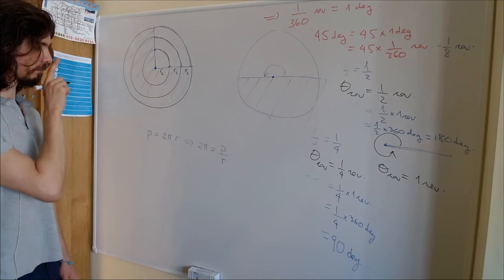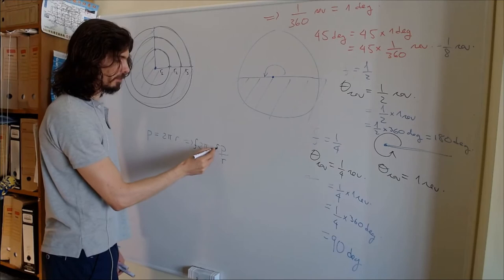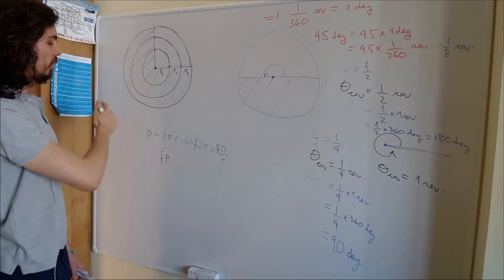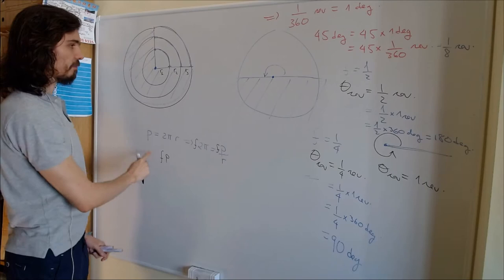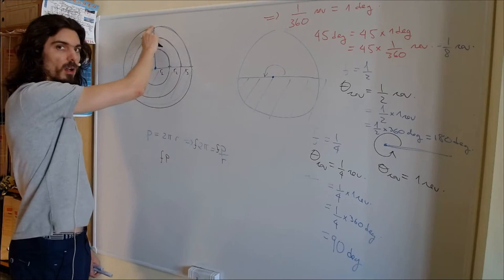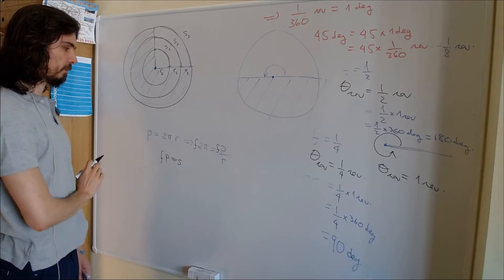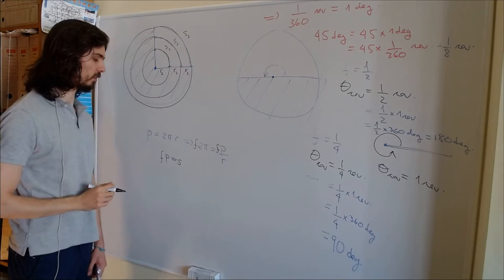If I multiply this by f, notice the numerator, you have fp. What is fp? Let's just think about it. If p is this distance, the perimeter, and f is the fraction, then fp must be the arc length. So this is s. You have s3 or s2 or s1, it depends on the perimeter. So this must be s. Arc length is in the numerator, r is the radius of the circle.